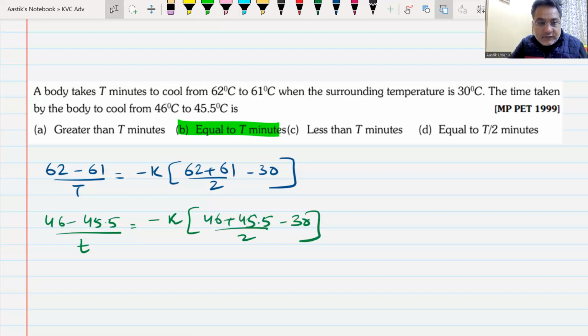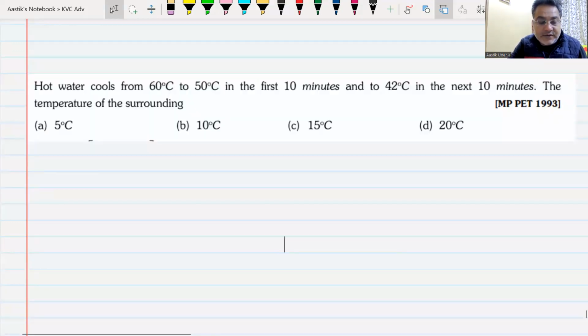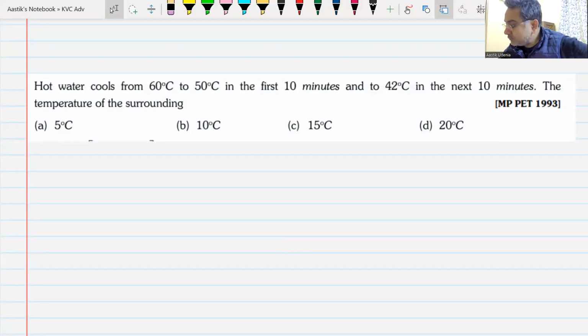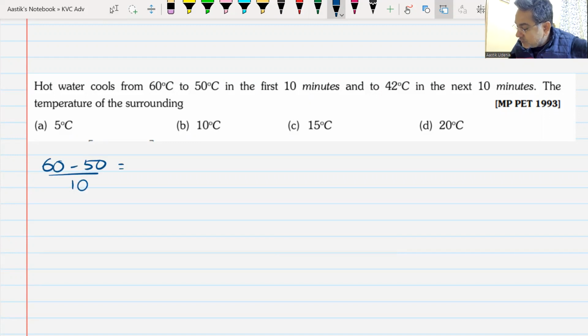Last question for today, and for thermodynamics, I'll give you 2 minutes to solve this. Same question, but here you have to find out the temperature of the surroundings. I'll give you 2 minutes to do this. So how are you supposed to do this? 60 minus 50 divided by 10 will be equal to minus K times (60 plus 50) by 2, that is 55 minus 30.